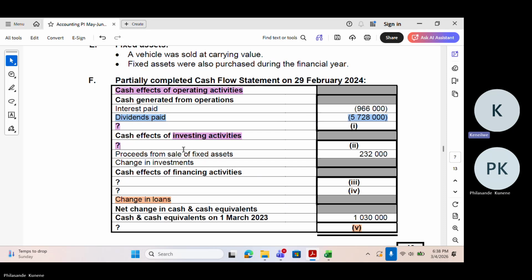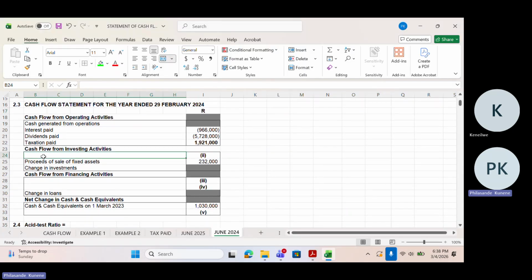Fixed assets purchased during the financial year. Exactly, that's going to be the purchase of fixed assets, right? That's what I need to have here. Purchase of fixed assets. Either way, you can write it whichever way you like, but I want to see purchase of fixed assets or fixed asset purchase. Anything that has to do with the fixed assets that has been purchased.